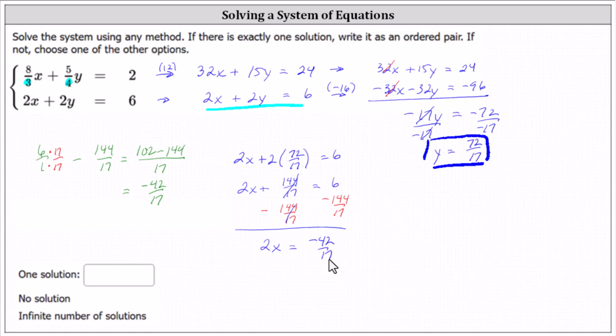And now to solve for x, we might be thinking we should divide both sides by 2, but because we have a fraction on the right, instead of dividing by 2, let's multiply both sides by 1/2. On the left, 1/2 times 2 is 1, 1 times x is x. We have x equals. On the right, we can simplify before multiplying. 2 and 42 share a common factor of 2. There's 1 2 in 2, and 21 2s in 42. Just be careful, this is really negative 21. Multiplying, we have negative 21/17.